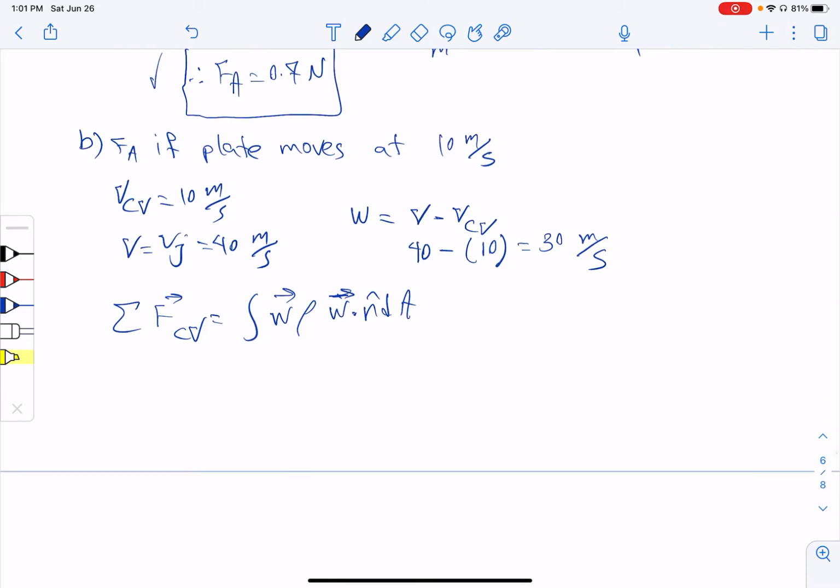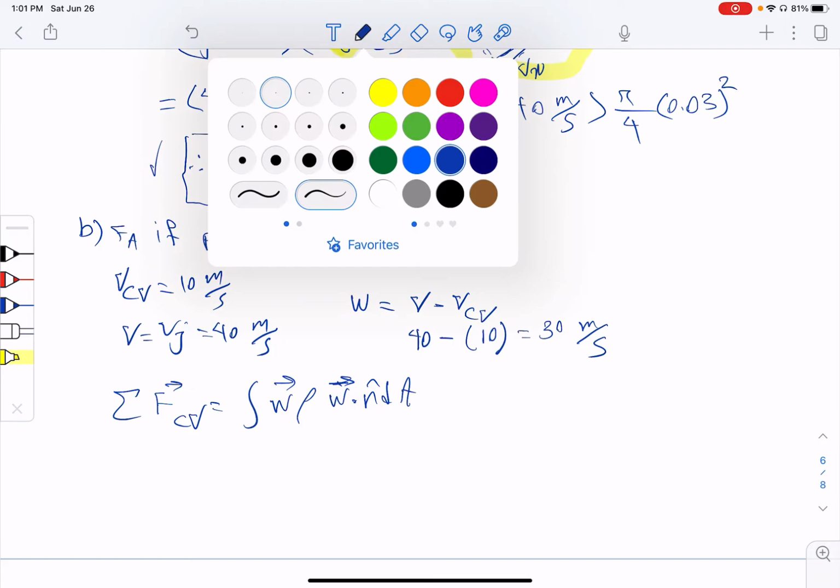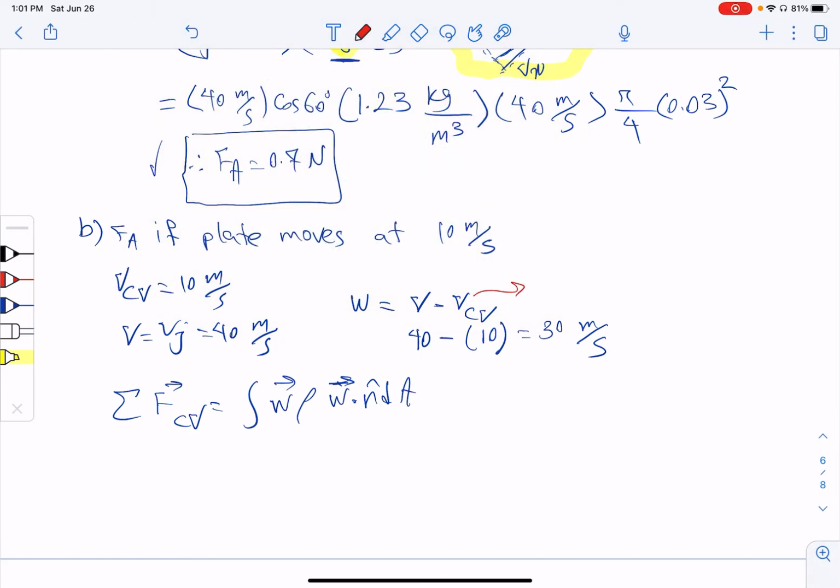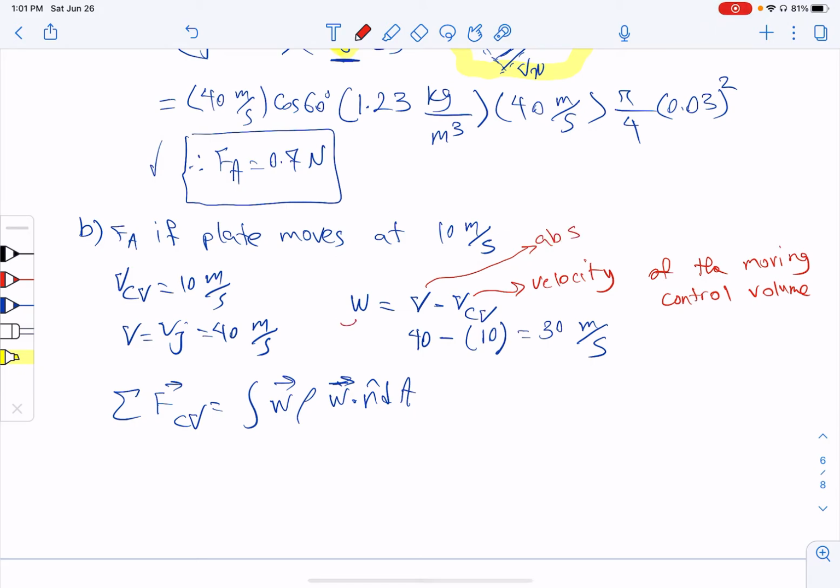right? And now let's see. So let me just also write down this for you guys. So we know that this is the velocity of the moving control volume, and this one is the absolute velocity, right? And this one is the relative velocity to the control volume, right?